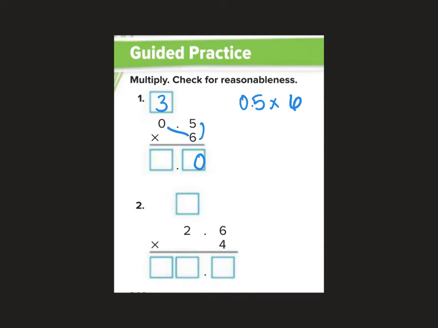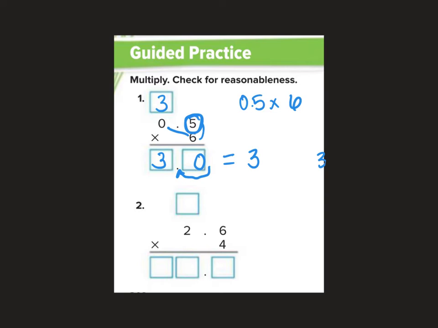6 times 0 is 0, plus 3 is 3. We got 1 digit, so I bring it back 1 place value, and there's my answer. This answer is really just 3. I don't need to put 3.0, right? I can put as many zeros after this, it doesn't change it, so I might as well just save myself some time and put 3.